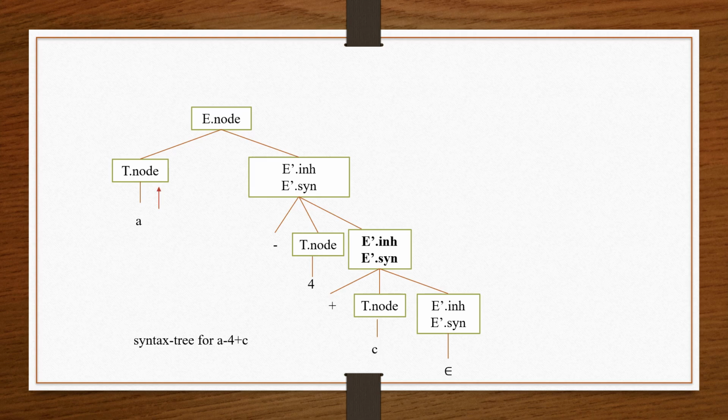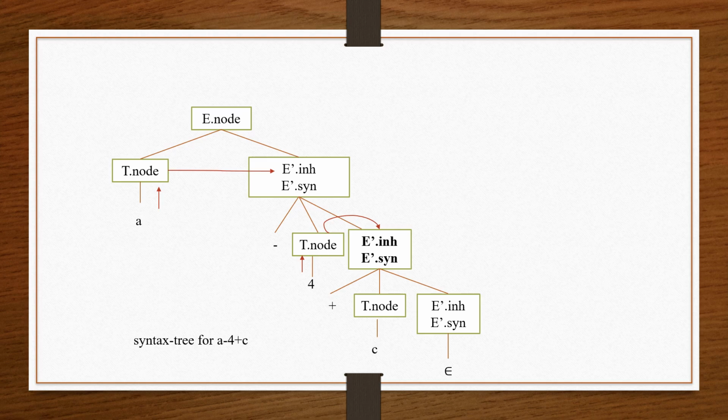So this is passed to T node. Now this value is copied. Now after that 4 is copied to T node. Now this A, in order to perform A minus 4, E dash inherited is taken from the left. Now it will perform A minus 4. So this A minus 4 answer is copied to E dash dot inherited.